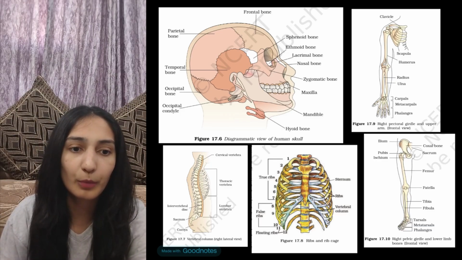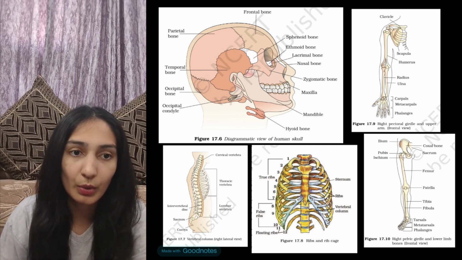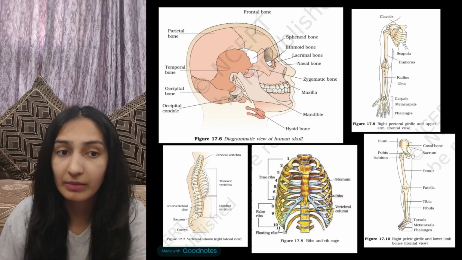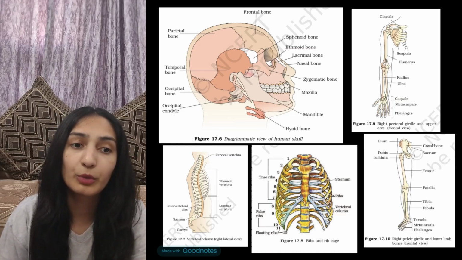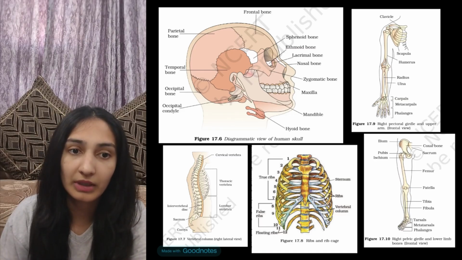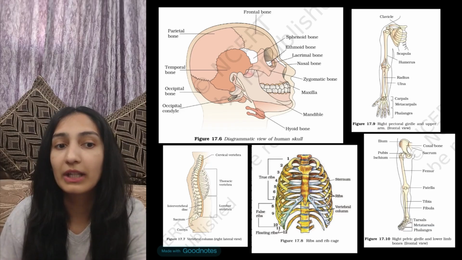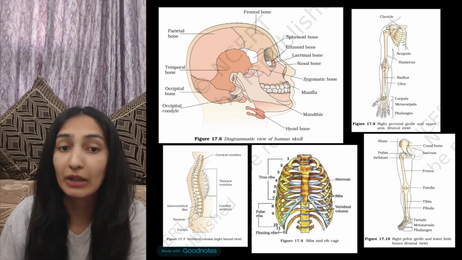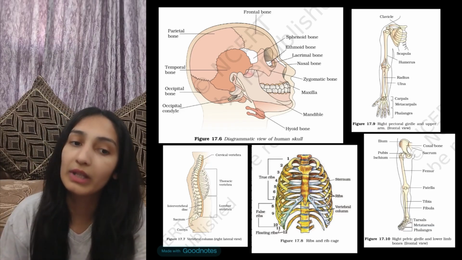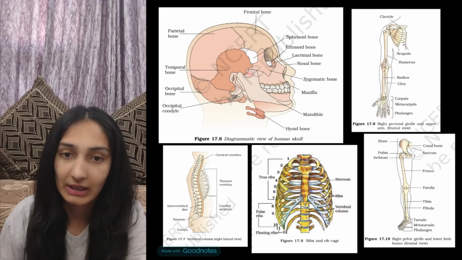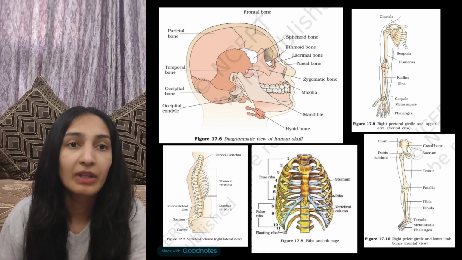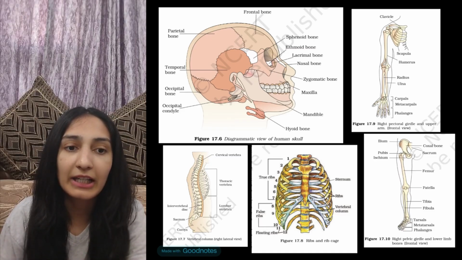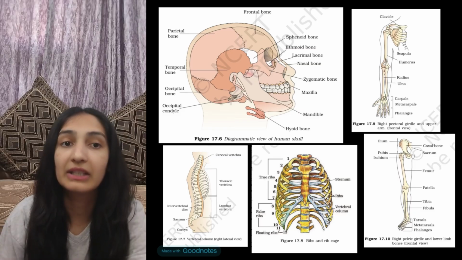Next, figure 17.8 depicts your ribs and rib cage. So, in the center we have your sternum, then we have the ribs, then at the posterior side we have your vertebral column, and as you all know, 1 to 7 are the true ribs, then 8 to 10 are your false ribs, and 11th to 12th are your floating ribs. These are also important.